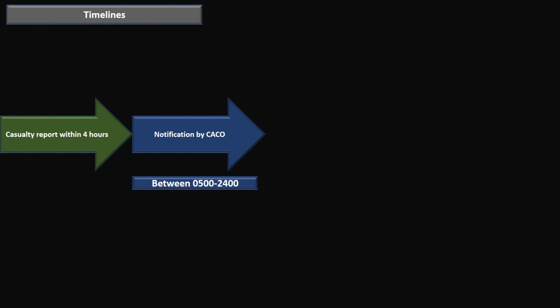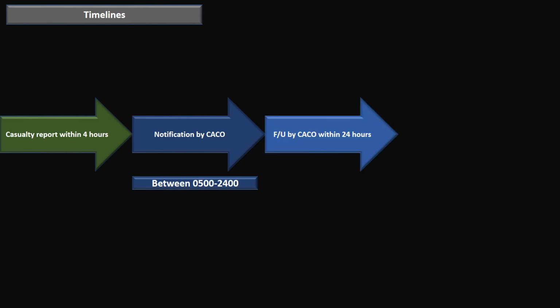So let's go over those timelines again. We talked about a few timelines. So a casualty report should be done within 4 hours of when a casualty occurs. Notification is going to be made by the CACO, right, by the Casualty Assistance Call Officer. They're the ones that are going to notify the PAD, the person authorized direct disposition / next of kin. And when they make that notification, they've got to do it between the hours 0500 and 2400 unless there's some sort of extenuating circumstances.